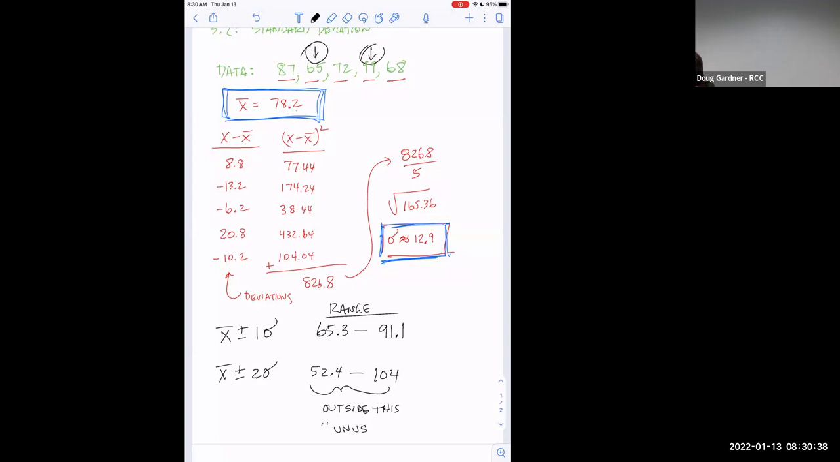This is kind of a charged word. That's unusual to be outside that. Now, if this is a test, does it make sense you can't be unusually high? You can't get over 104%, so it's like impossible to go that high. But if you got below 52.4, then you were unusually low. Now, again, unusually low in what sense? Well, relative to the other people.